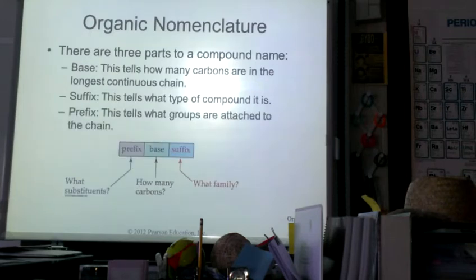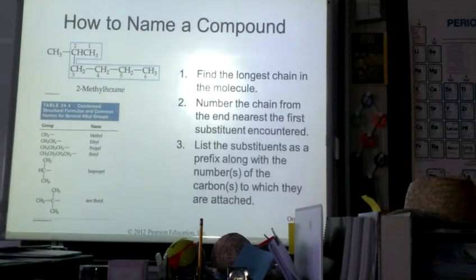Okay, the prefix is going to tell us what groups are attached to this particular chain. When I say groups, I mean functional groups, and we'll also call those substituents. We'll get into the prefixes in a little bit. I think the next example will give us a prefix so we can talk about those. But most of the prefixes that we'll talk about are functional groups, like an alcohol, which is an OH group.